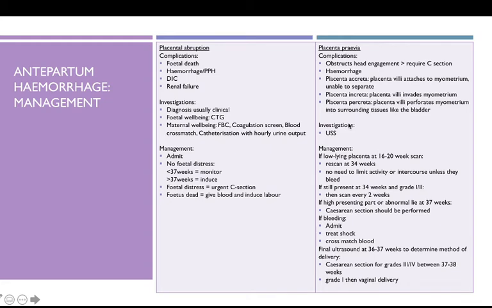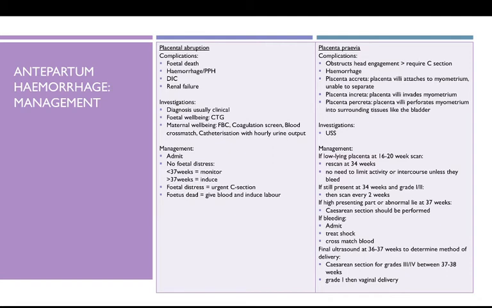Here's the way it's investigated. With placenta previa, you investigate it using an ultrasound scan. It's really important, again, you don't do a vaginal examination in primary care if you suspect placenta previa.